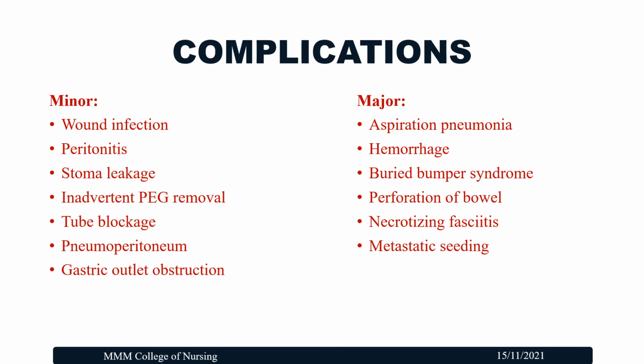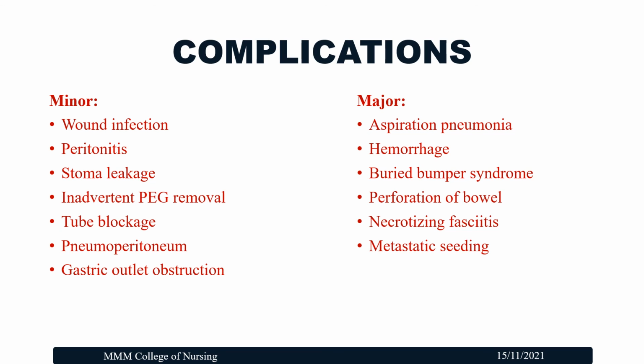The complications post-procedure are divided into two, namely minor and major. First, we'll look at the minor complications. They are wound infection, peritonitis, stomach leakage, inadvertent PEG removal, tube blockage, pneumoperitoneum, and gastric outlet obstruction. The major ones are aspiration pneumonia, hemorrhage, and buried bumper syndrome.